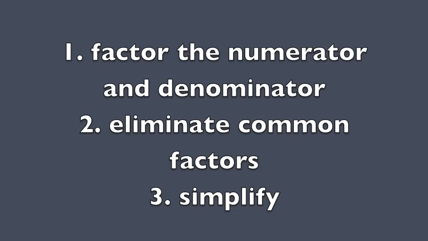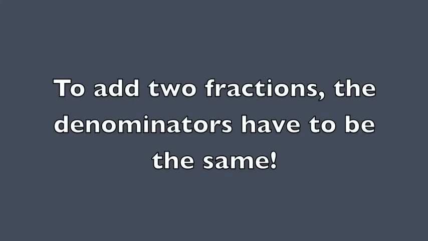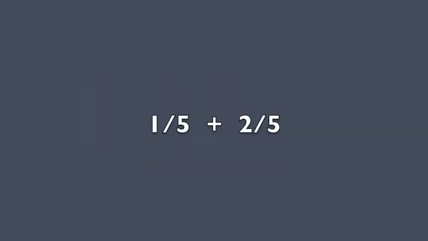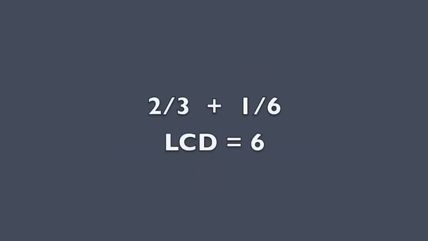Simplify. So what do you remember from middle school about adding and subtracting fractions? Well, I remember that in order to add two fractions, the denominator had to be the same. That's right, Dan. An example of this would be 1/5 plus 2/5. Since the denominators are equal, all you have to do is add 1 and 2 to get an answer of 3/5.